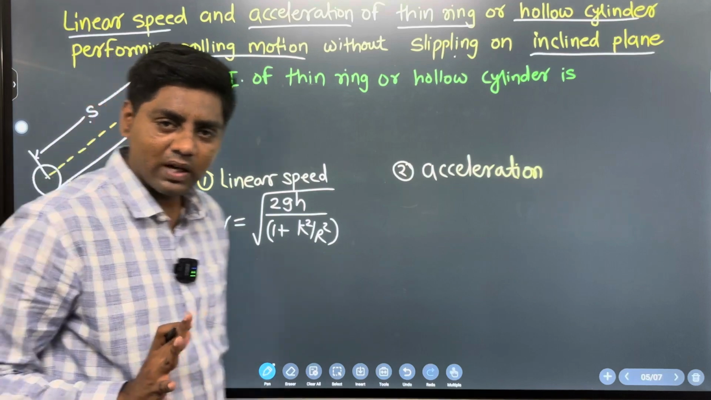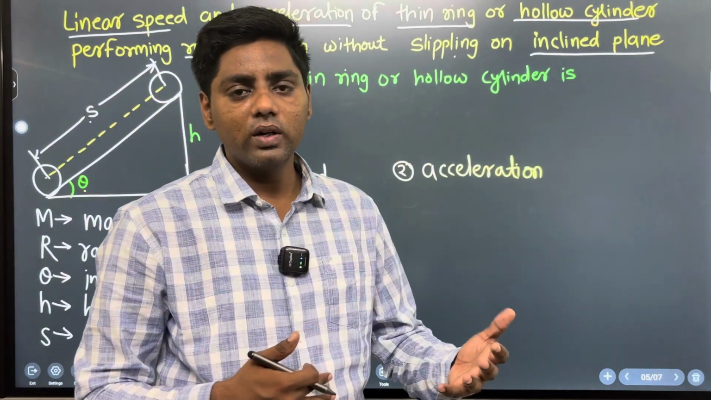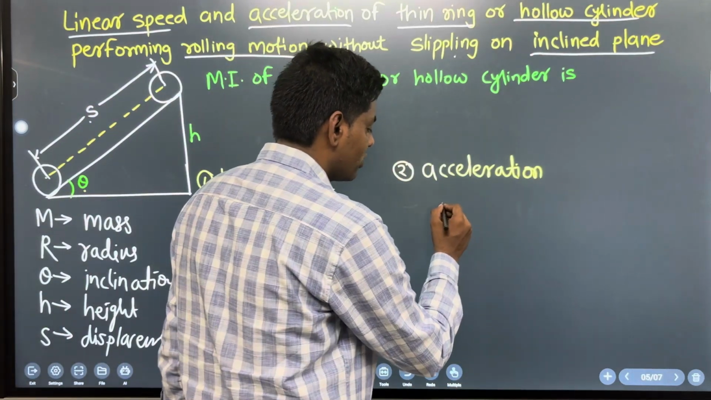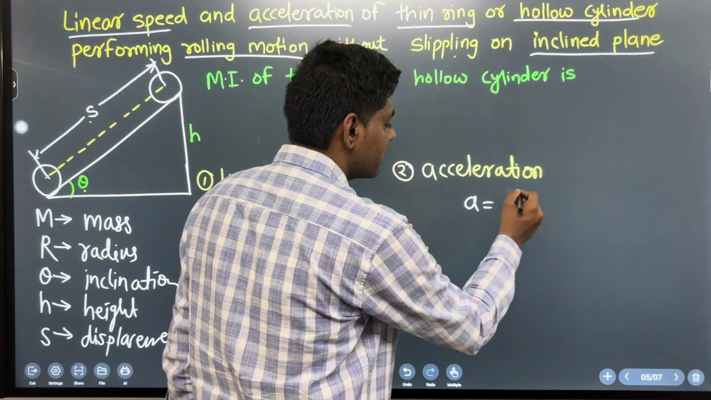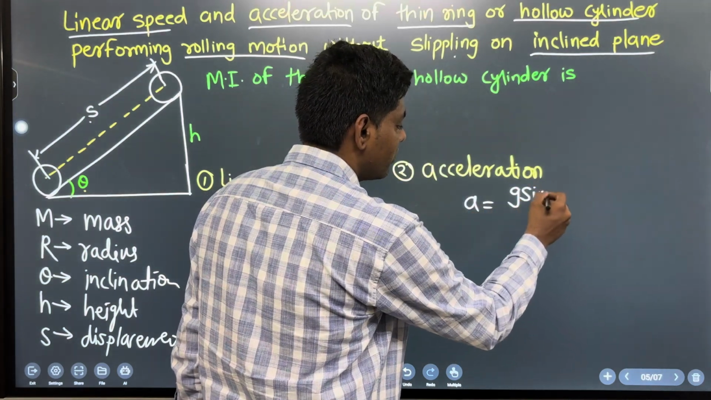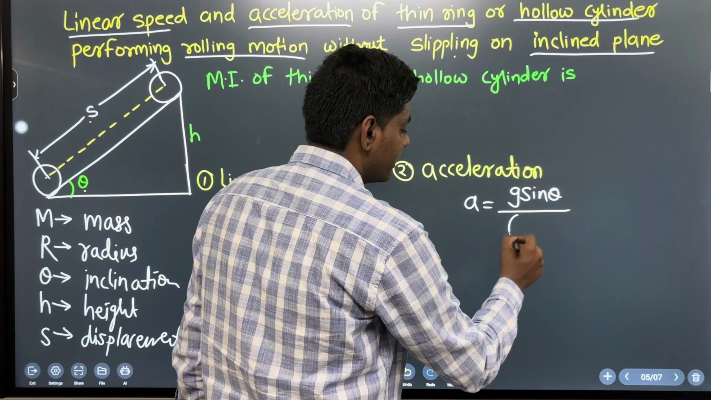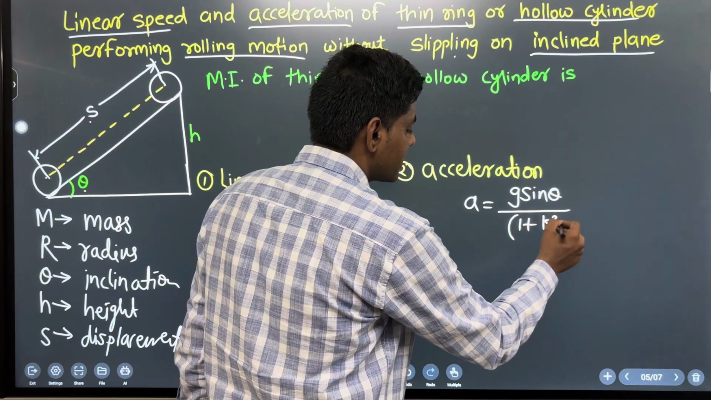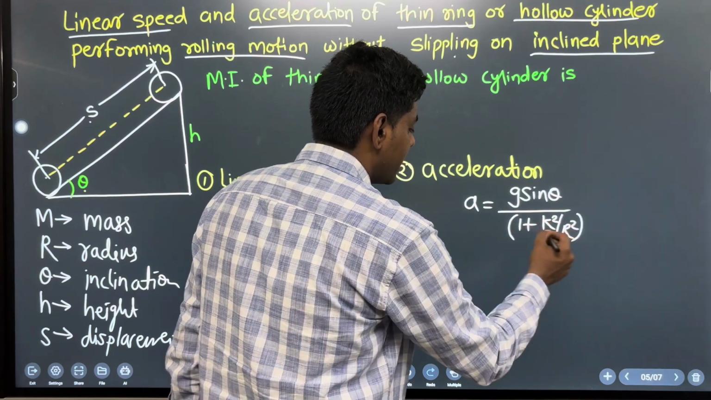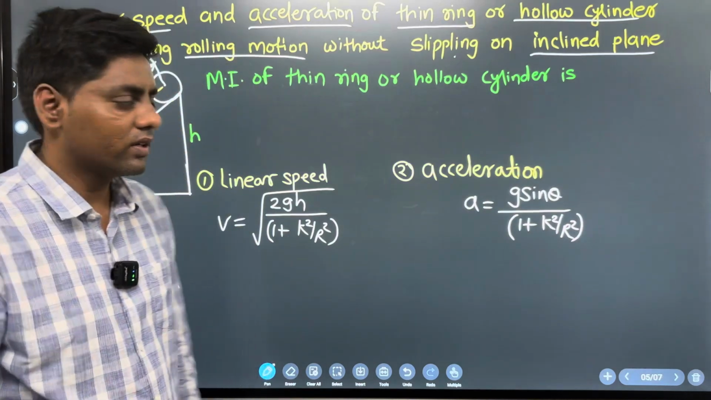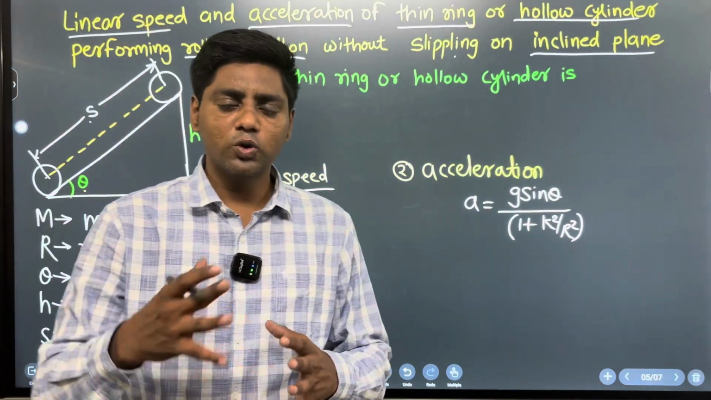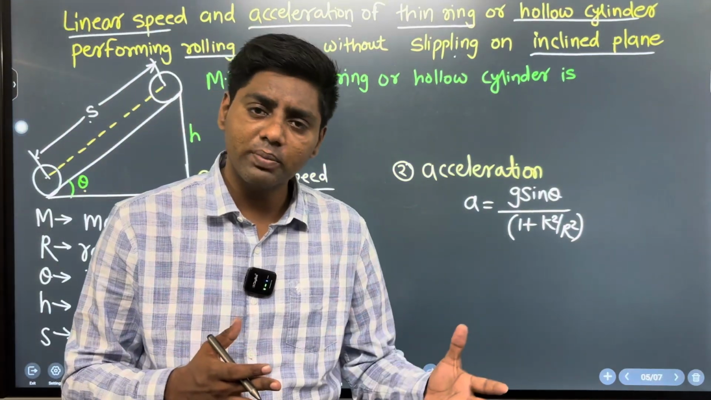A very simple formula. If we elaborate further, we get the formula of acceleration, that is g sin theta, where g is the acceleration due to gravity, divided by 1 plus k square divided by r square. Here k is the radius of gyration.